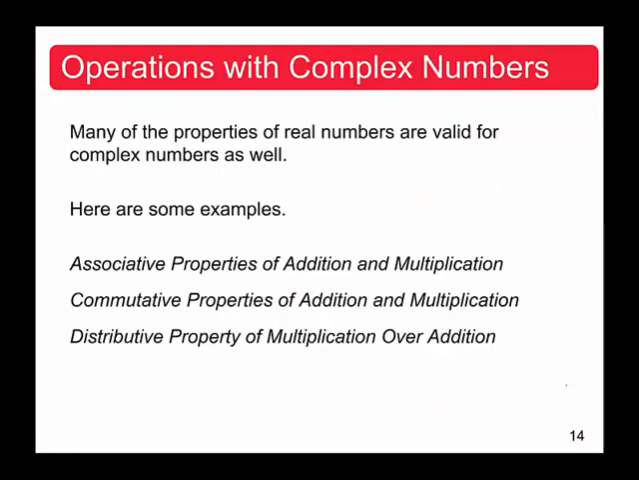Okay, many of the properties of real numbers are valid for complex numbers as well. Associative properties apply to the complex number operations. Commutative properties also apply. Distributive property also applies to the complex number operations.